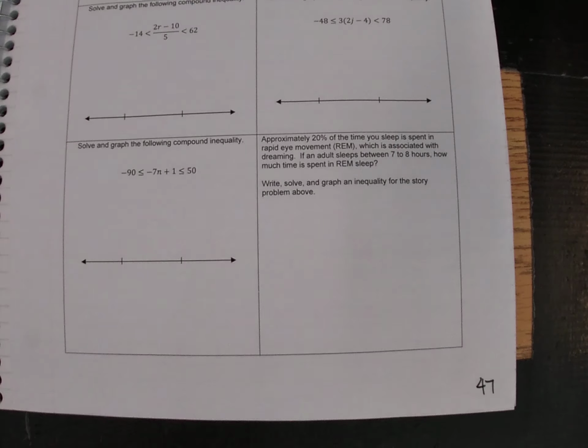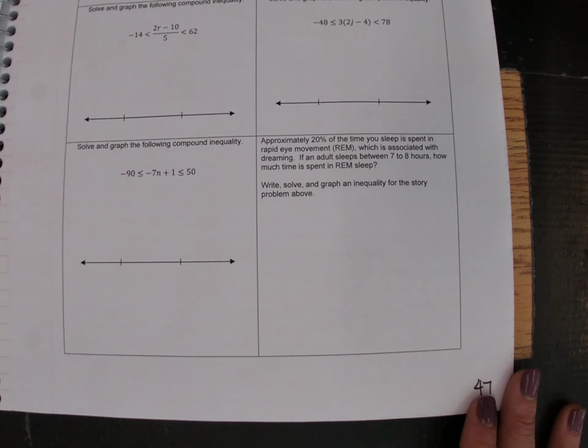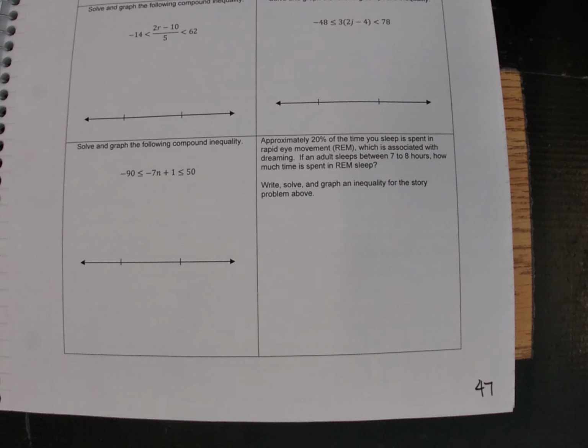This last one: approximately 20% of the time you sleep is spent in rapid eye movement, REM, which is associated with dreaming. If an adult sleeps between 7 to 8 hours, how much time is spent in REM sleep? We know we're sleeping from 7 to 8 hours, but only 20% of that is spent in REM sleep. So it's not in between 7 and 8 hours. It's in between 20% of 7 hours and 20% of 8 hours. So we need to calculate those percents first.